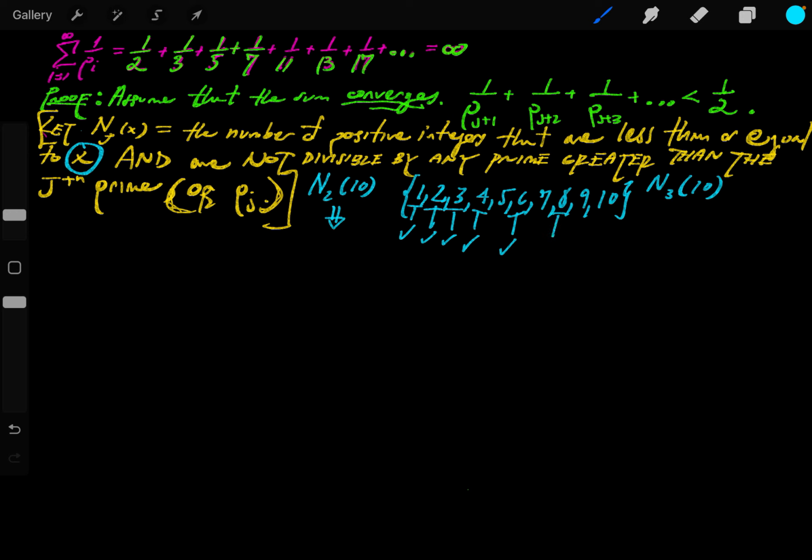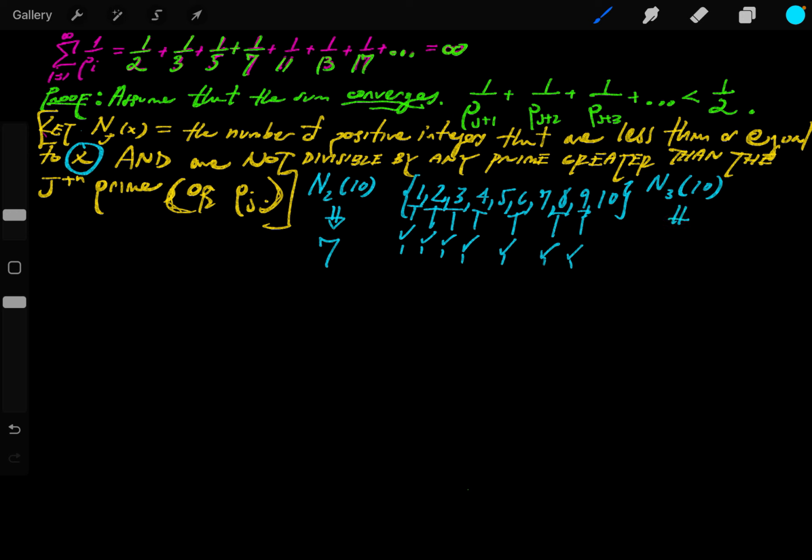8, is 8 divisible by a prime greater than 3? No, 8 is only divisible by 2. Is 9 divisible by such a prime? No, so this is in my count. 10, is 10 divisible by a prime greater than 3? Yes, 10 is divisible by 5. So how many do I have here? 1, 2, 3, 4, 5, 6, 7. Did I count right? Yes. So N sub 2 of 10 is 7. There are 7 positive integers less than or equal to 10 that are not divisible by any prime greater than the second prime, or 3.